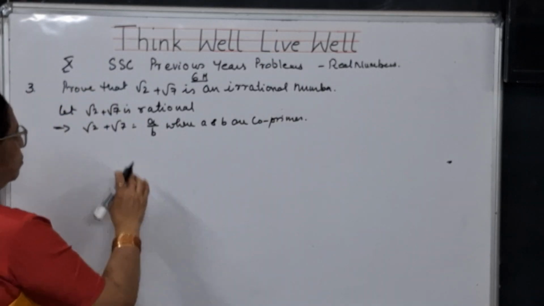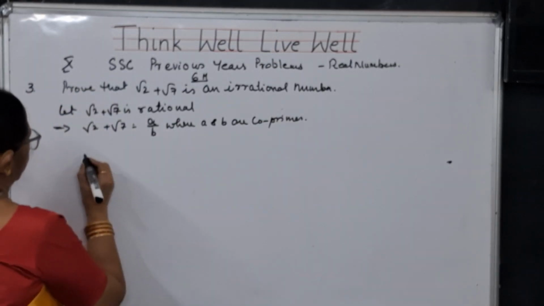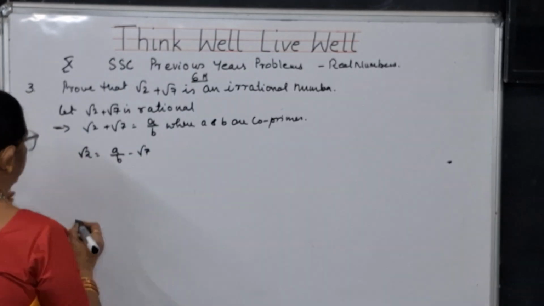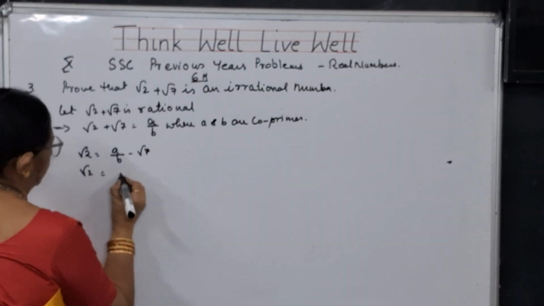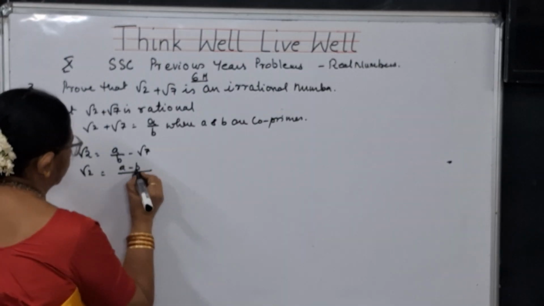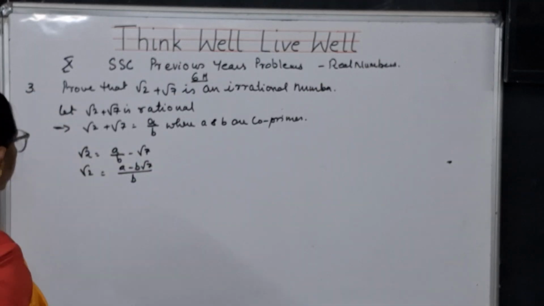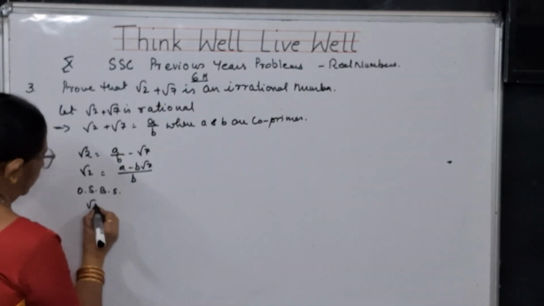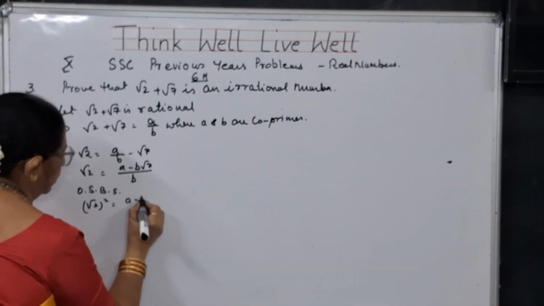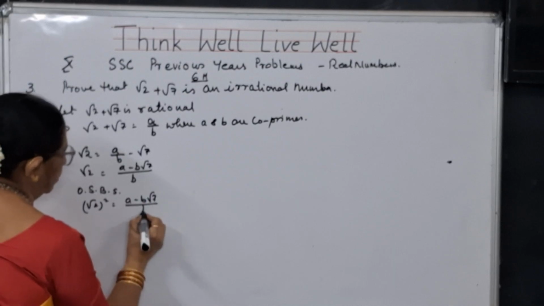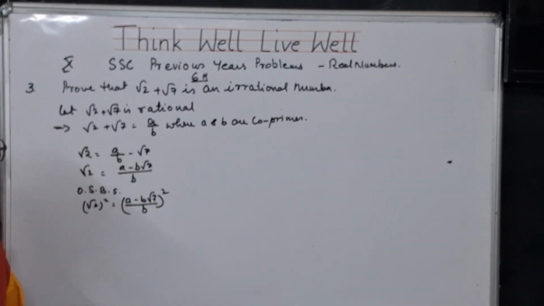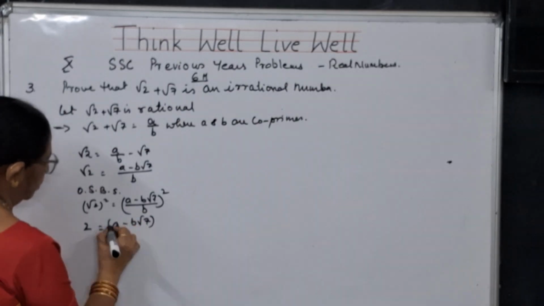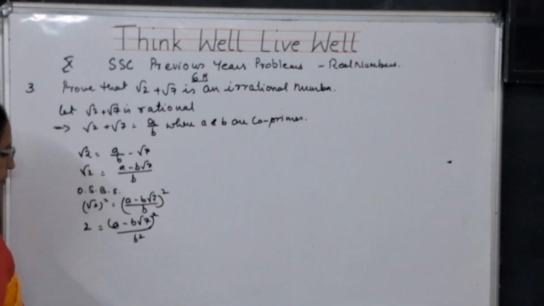Co-primes means they are in the simplest form of the ratio. So, children, you can take root 2 is equal to a by b minus root 7. That means root 2 is equal to, taking LCM b, a minus b root 7 by b. Now on squaring both the sides, root 2 whole square is equal to a minus b root 7 by b whole square. That means 2 is equal to a minus b root 7 whole square by b square.